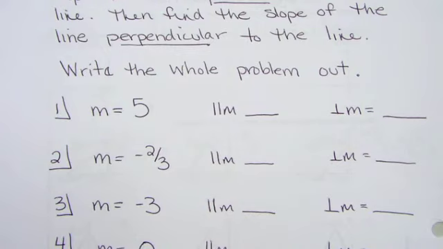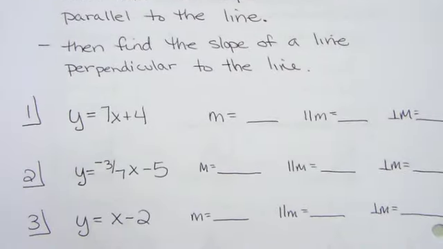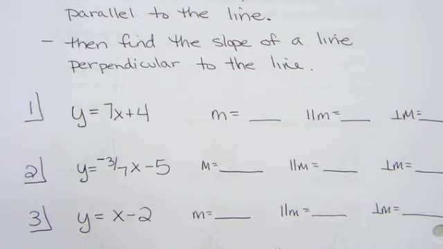If that was not enough time, you can always hit pause to copy down the homework assignment. The next part of your assignment, I am giving you equations of lines. I want you to find the slope of each line, find the slope of each line parallel to that line, and find the slope of each line perpendicular to that line.